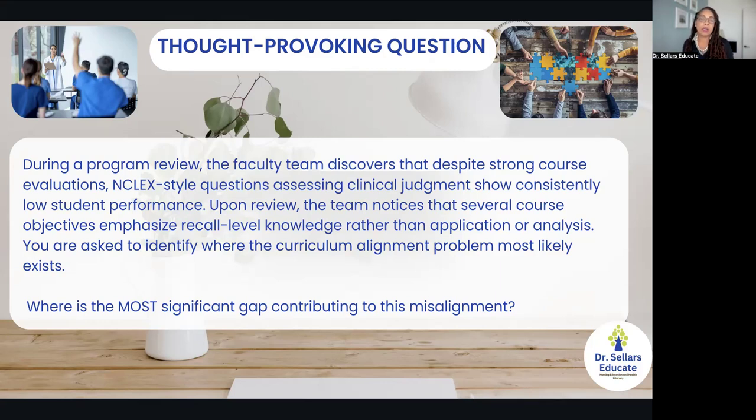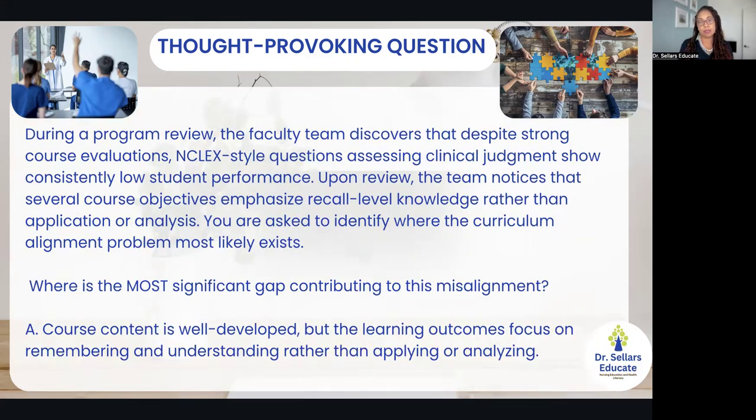So here we go. During a program review, the faculty team discovers that despite strong course evaluations, NCLEX-style questions assessing clinical judgment show consistently low student performance. Upon review, the team notices that several course objectives emphasize recall level knowledge rather than application or analysis. You are asked to identify where the curriculum alignment problem most likely exists. Here's the question. Where is the most significant gap contributing to this misalignment?